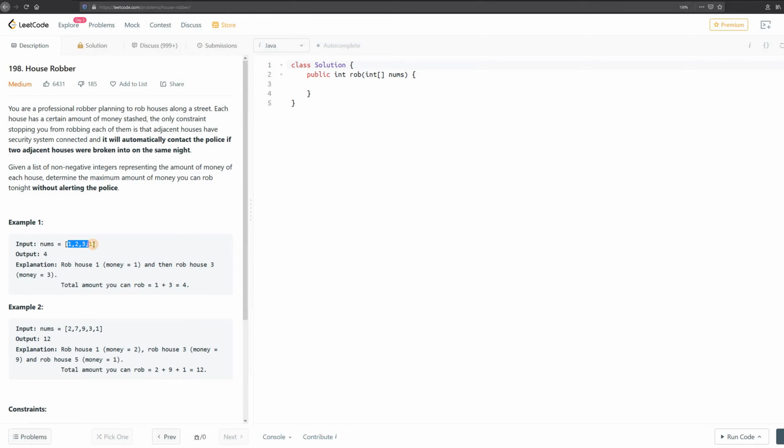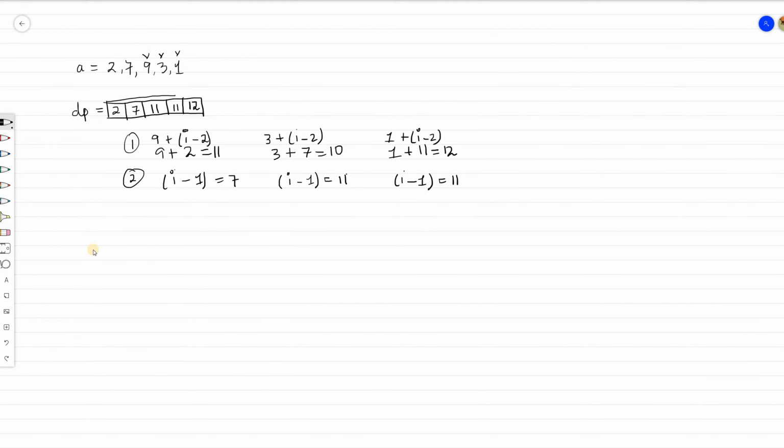Similarly, for this case also, 1, 2, 3, 4, we can see that the same formula will hold true. So let's take this example and let's take the values 1, 2, 3, 1. Okay, so let's create an array. If I have only this house, I have two choices. The first choice is rob, and the second choice is don't rob. If I rob this house, I can make 1. If I don't rob this house, I make 0.